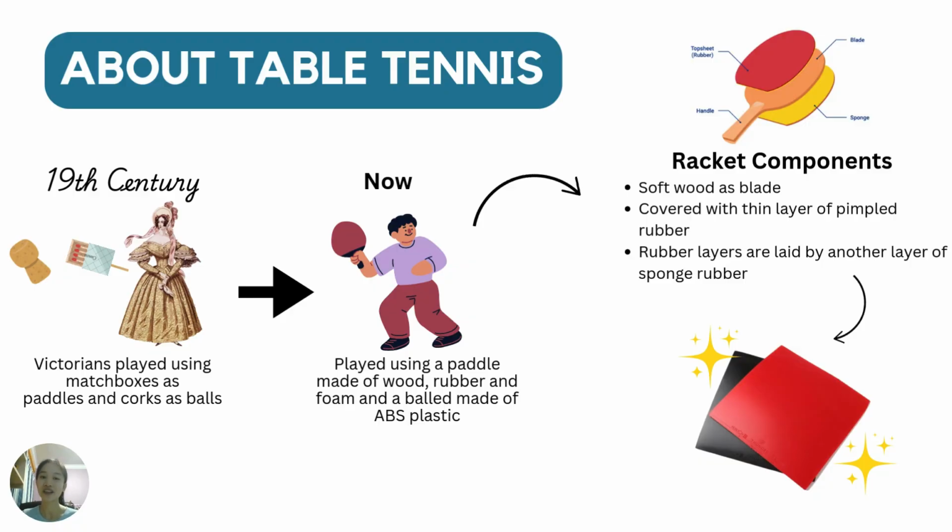Let's take a quick journey through time to understand the evolution of table tennis, a game that has transformed significantly over the centuries. Did you know that table tennis, or ping pong, originated in the 19th century in Victorian England? Back then, it was a parlor game played with the simplest of materials. People used everyday objects, like matchboxes as paddles and corks as balls. It was an improvised version of lawn tennis, designed for indoor entertainment.